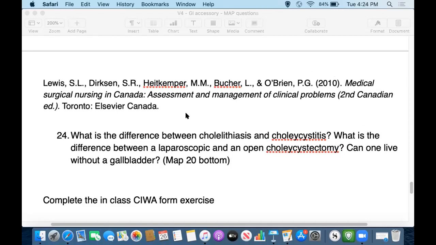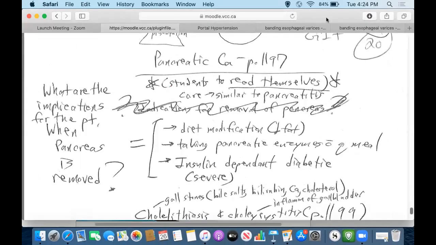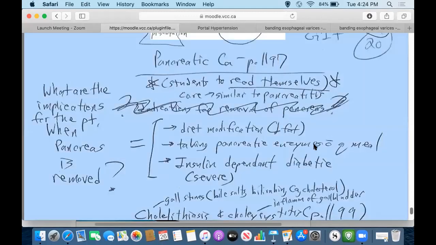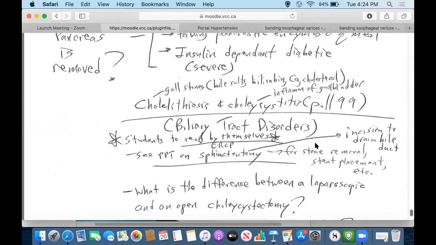Let's answer some of these things here. If you look at map 20 at the bottom, let's go into a little more detail. Okay, cholelithiasis is just gallstones, straight up. It's a combination of these elements here that can cause gallstones, but that's what they are. Cholecystitis is inflammation of the gallbladder.